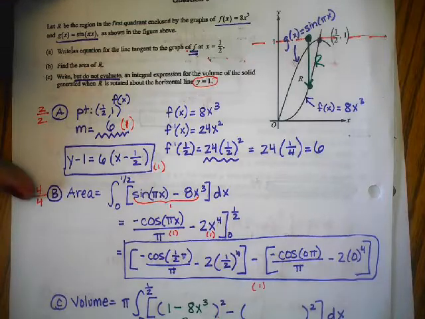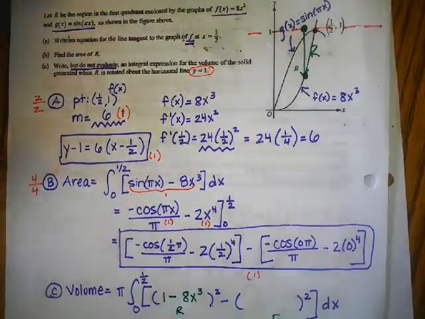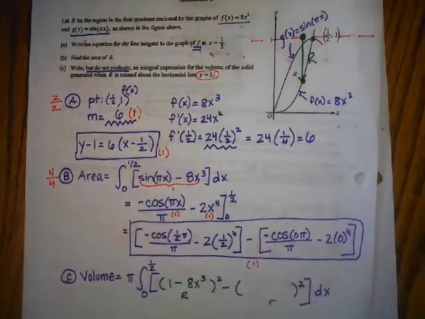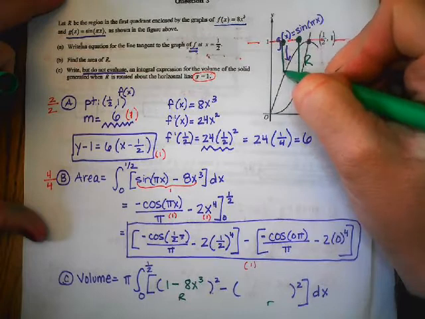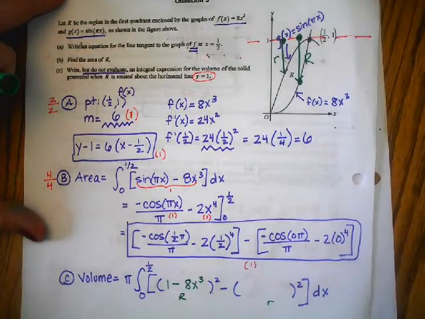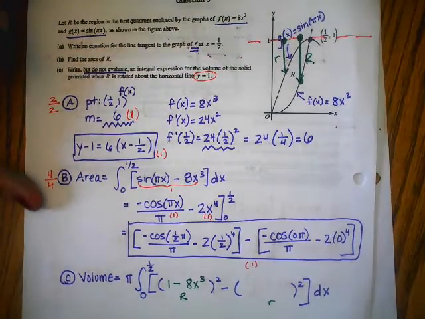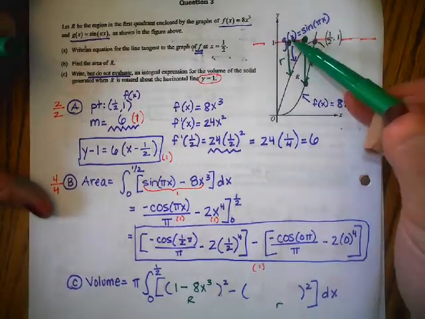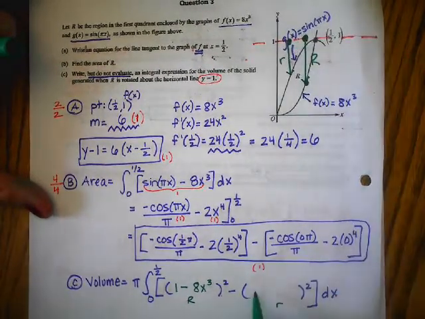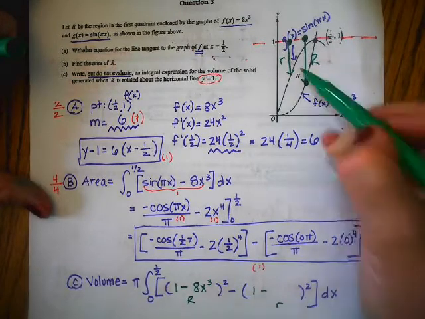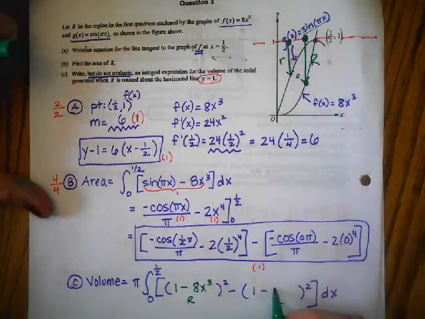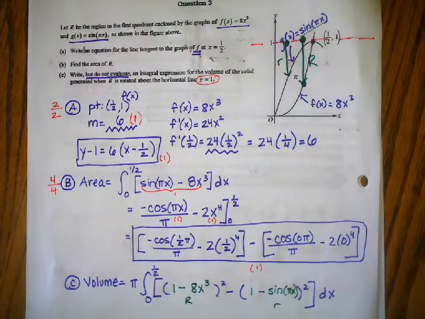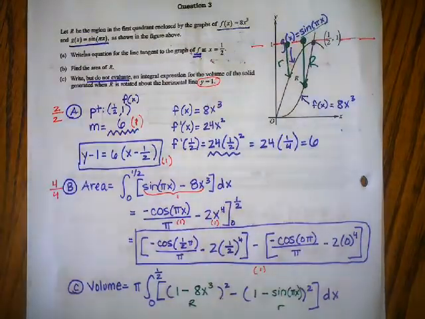My lowercase r is going to be measured from that dotted line. We always measure from the dotted line to the closest spot in the region. Call that lowercase r. And again, it's always top minus bottom. So the top starts at the dotted line, the red dotted line, which was up at 1, minus the bottom hits this curve right here. And remember that curve was the sine curve. So the sine of pi x. I don't need to simplify it because part C says write but do not evaluate.